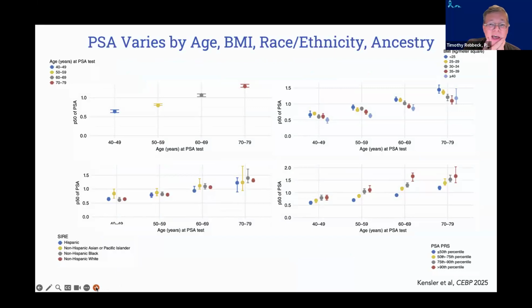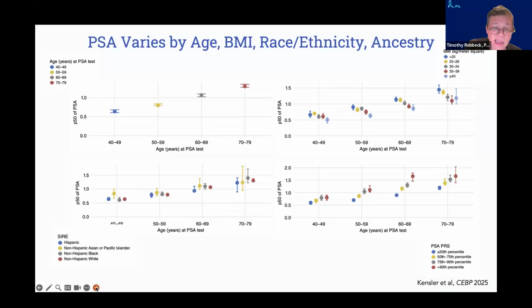And as you can see on the top on these plots, the median PSA level increases with age. If you look at the top right, you'll see that as BMI gets higher, PSA levels tend to drop. That's the phenomenon of PSA dilution. So the more blood you have, essentially, the lower your PSA level, even if the same amount of PSA is being produced by a prostate.